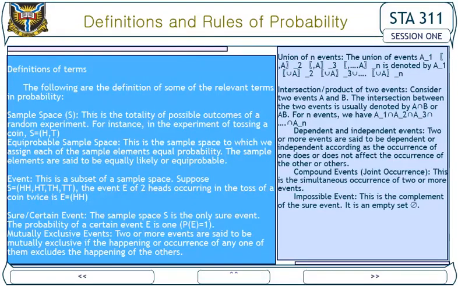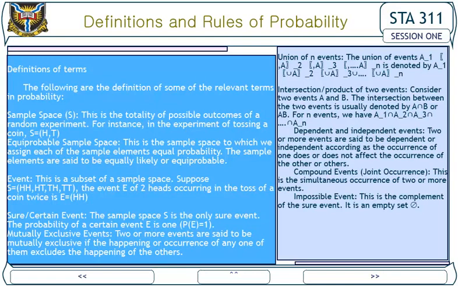Definitions of terms. The following are the definitions of some of the relevant terms in probability. 1. Sample space S. This is the totality of possible outcomes of a random experiment. For instance, in the experiment of tossing a coin, S is equal to {H, T}. 2. Equiprobable sample space. This is the sample space to which we assign each of the sample elements equal probability. The sample elements are said to be equally likely or equiprobable.